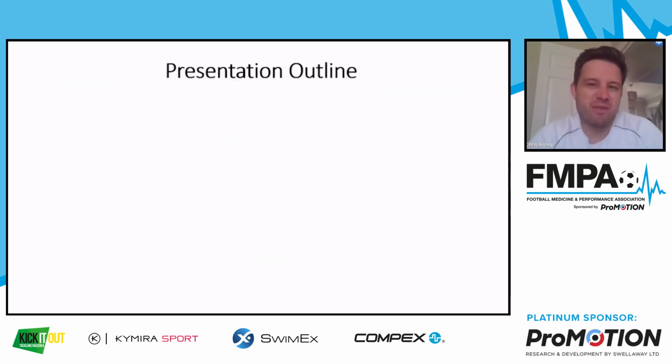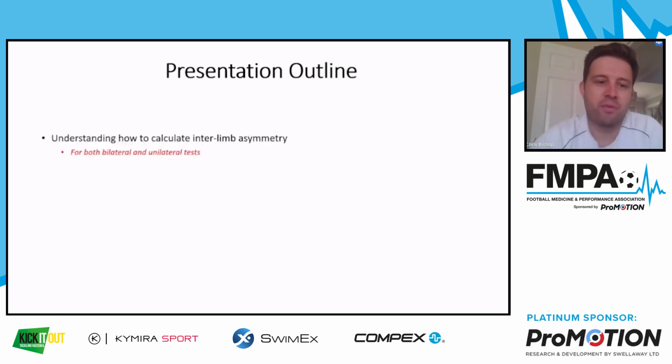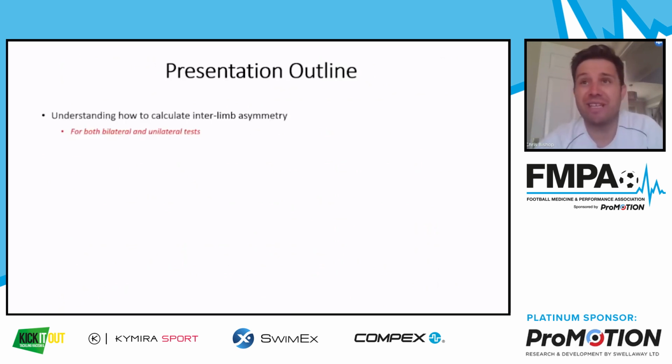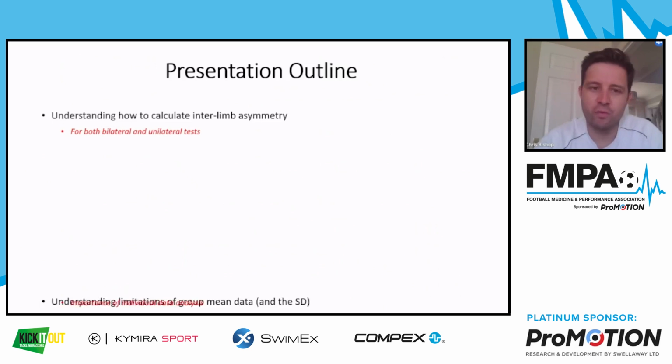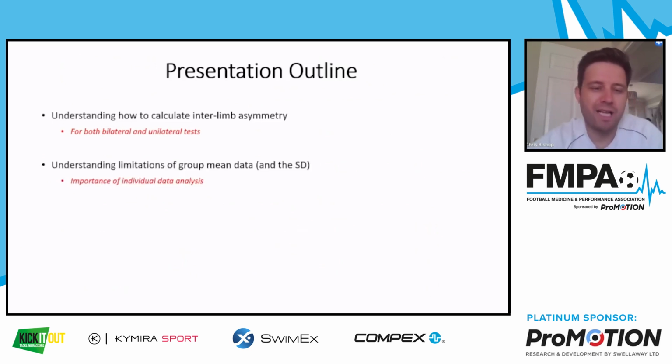So from a presentation outline perspective, just so you guys know what's coming up, we'll be looking at how we calculate interlimb asymmetry and the fact that we're going to provide some distinction between bilateral and unilateral tests would indicate, in our opinion, that it's not necessarily the same equation or formula that we would use. Understanding the limitations of group mean data, and as I said in the title, how that relates to individual data analysis and why that's probably so important for a metric like asymmetry.